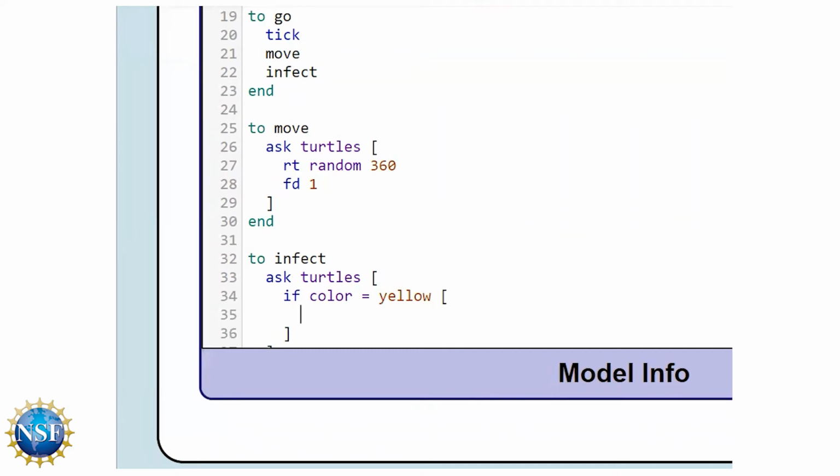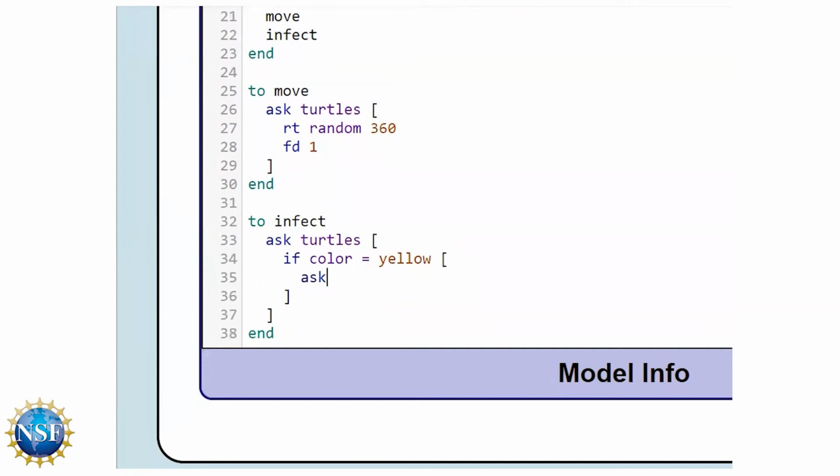So if their color equals yellow, then inside another set of square brackets, we will type ask turtles in-radius 10. This asks the yellow turtles if there are any other turtles within a radius distance of 10 near them. Like with any disease, there's no guarantee that if you are nearby an infected person, you are going to get the disease. Therefore, we are going to code it so that there's a chance of infection.